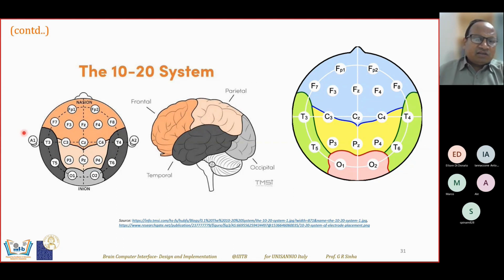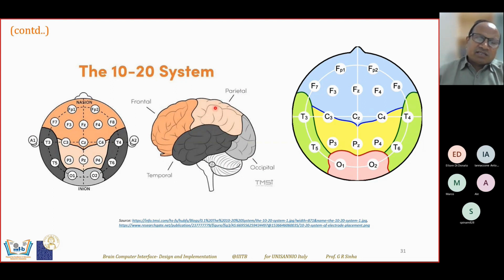I have already explained to you that the parietal lobe is this area, occipital, which is vision related, is this area, temporal is this particular area, and frontal is this particular area, isn't it? And it has been divided and indicated just like this. This side is your nasal area, this side is the inion area, these two are the earlobe area. Accordingly, different functionalities are there in different parts.